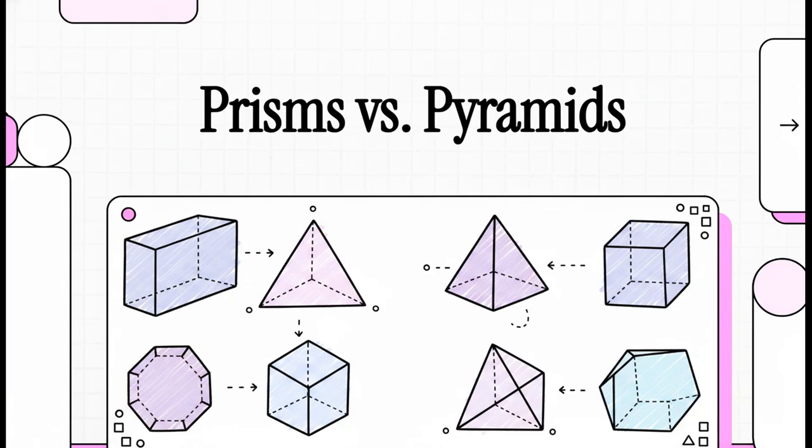All right, today we are going to dive into the world of 3D shapes and settle a classic geometric debate. What really is the difference between a prism and a pyramid? You see these shapes everywhere, but you might be surprised how specific their definitions actually are. Let's get right into it.